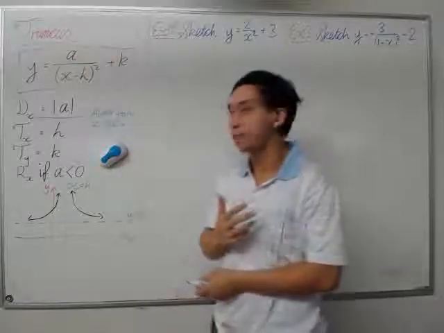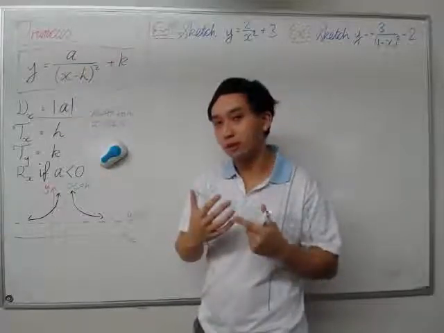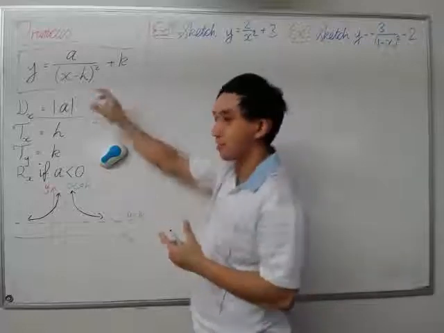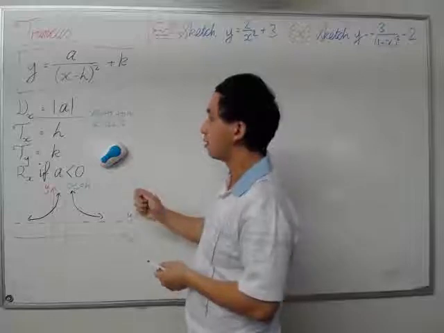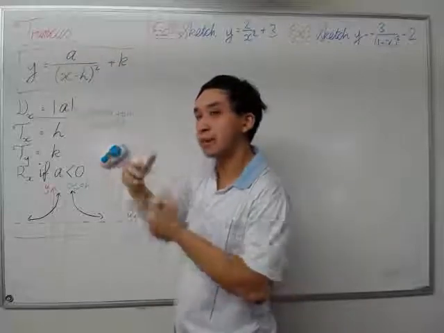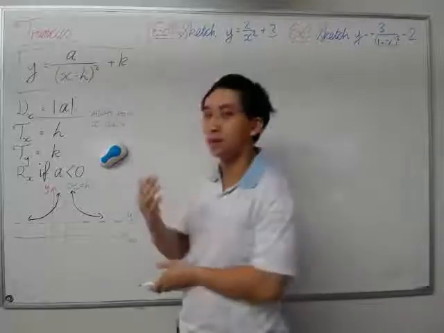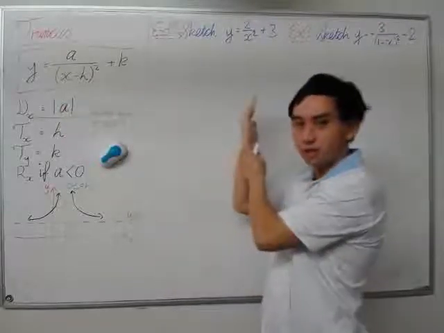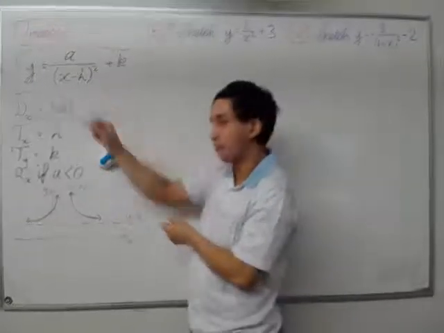This a value represents the dilation away from the x-axis. We're not looking at the value of a really, we're actually looking at the size of it, the magnitude of a. So it doesn't matter if it's positive or negative. The h over here, if you grab the h next to the x, it has to be inside the square, then the h value means it's going to be translating horizontally. If it's positive, we're going to go to the right. Negative, going to the left.